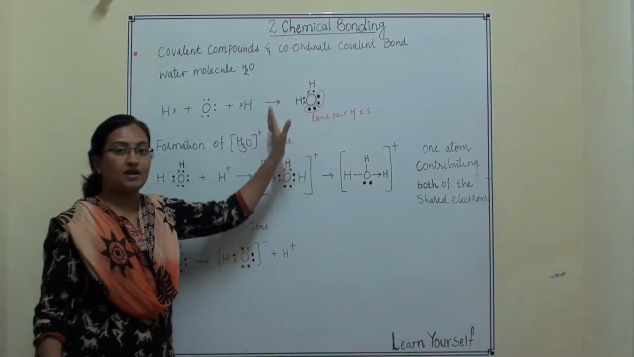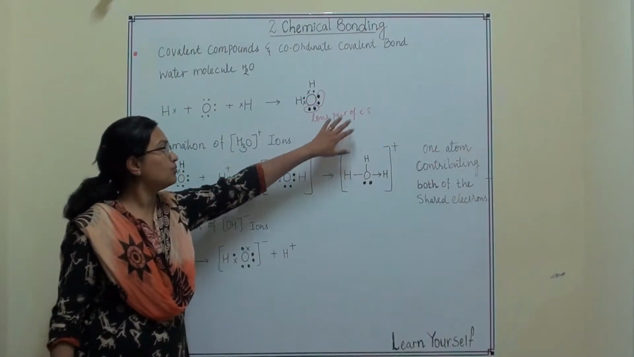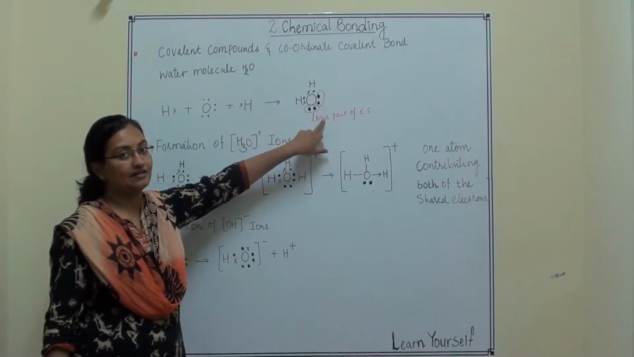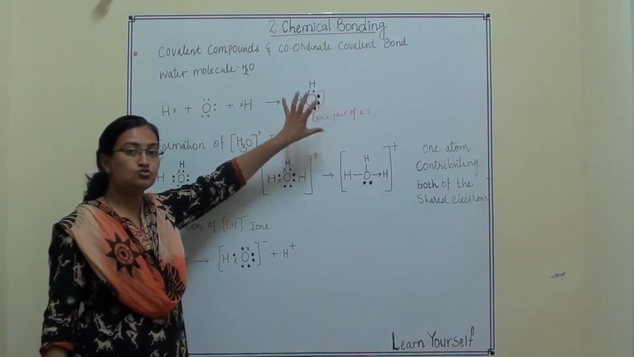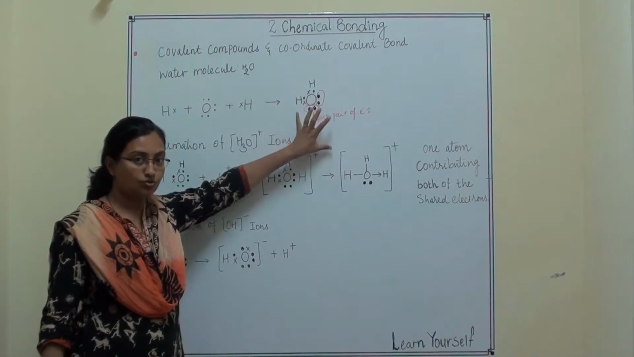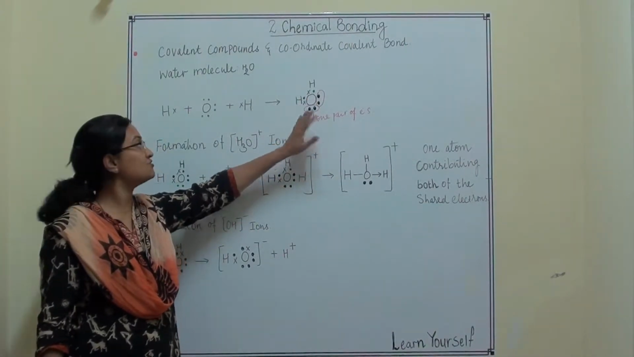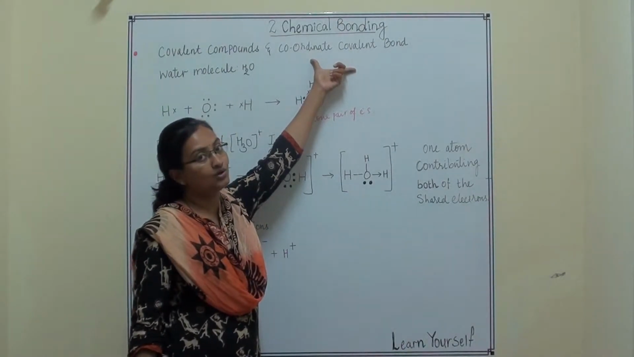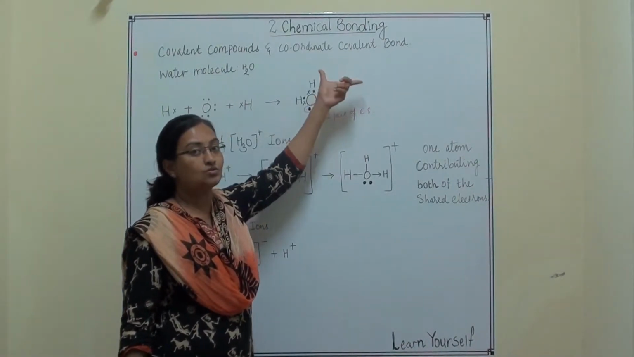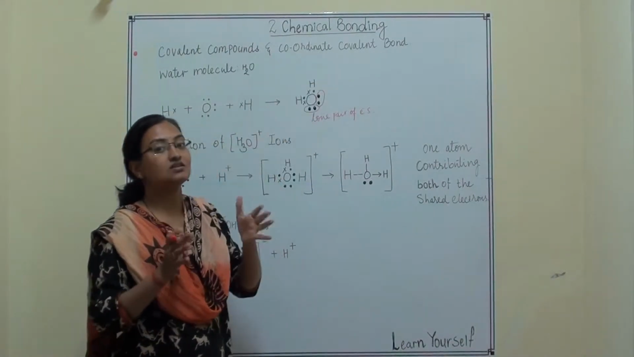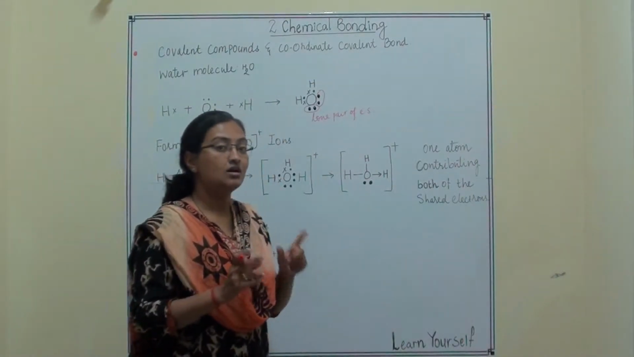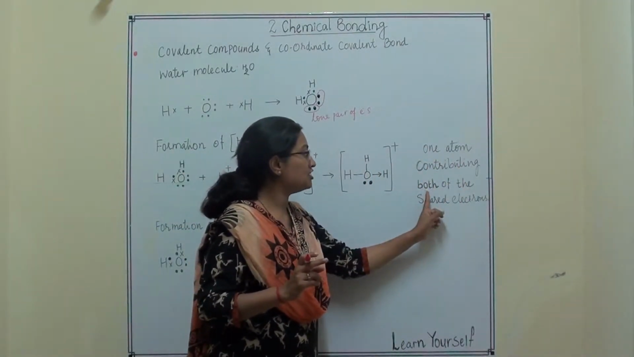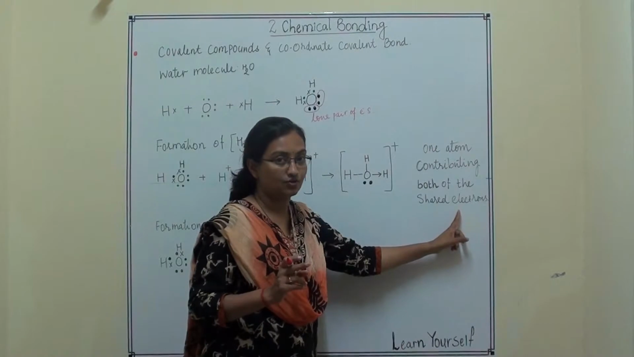These unused pairs are known as lone pairs of electrons, and there are 2 unused pairs of electrons. These 2 unused lone pairs of electrons are responsible for forming a coordinate covalent bond. Now, what is a coordinate covalent bond? It is a type of covalent bond in which one atom contributes both of the shared electrons.